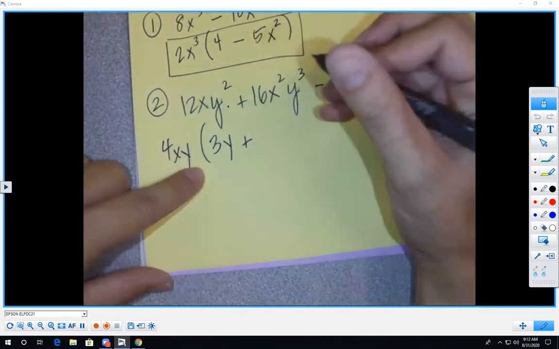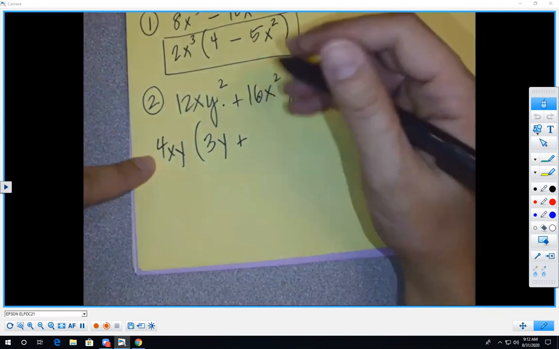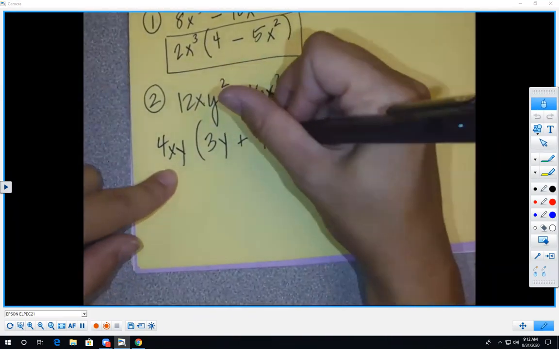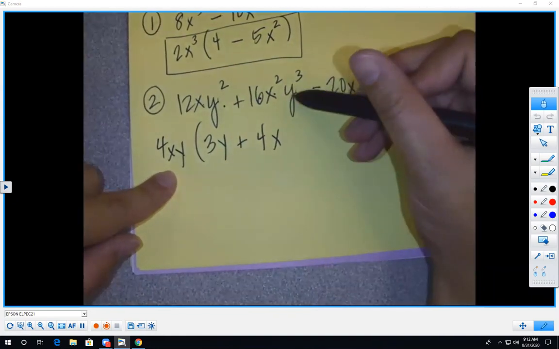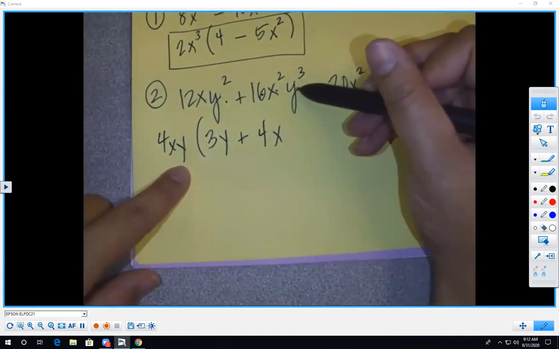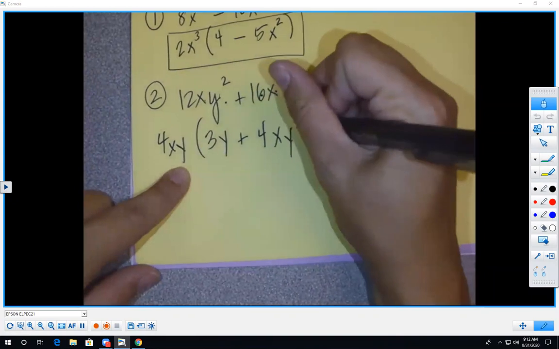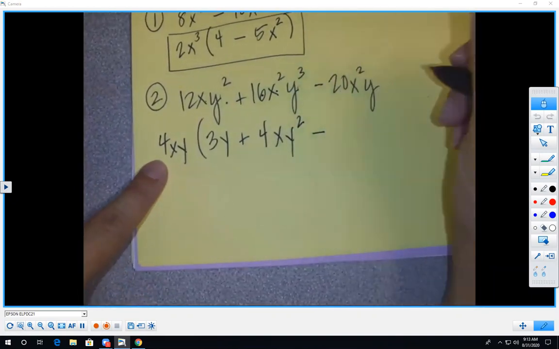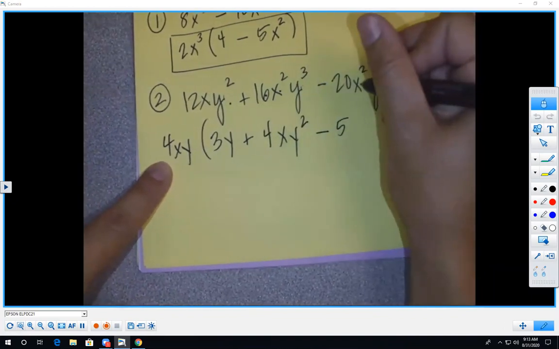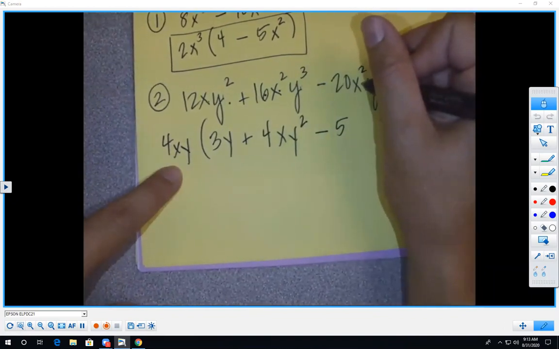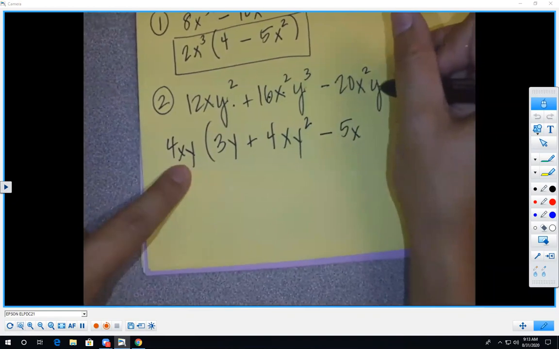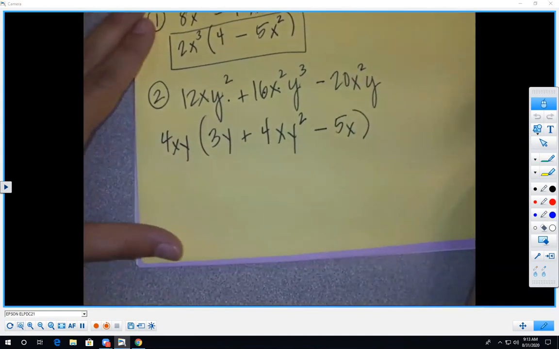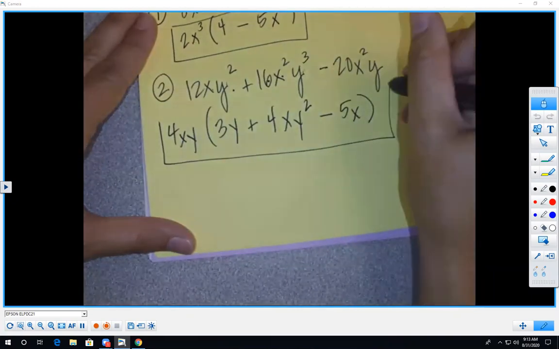Okay, and then plus 16 divided by 4 is 4. I have 2 x's, I pulled 1 out, so there's 1 x left over. I have 3 y's here, I pull 1 out, so y squared, there's 2 y's left over. And then the minus sign, 20 divided by 4 is 5. X squared, I have 2 x's, I pull 1 out, is x. I have 1 y, I pull it out. So you close parentheses, I'm done there. And that's your answer.